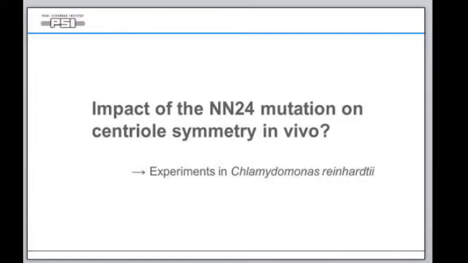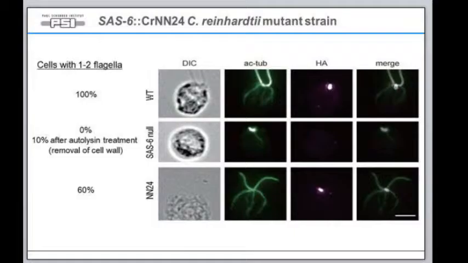Now, what is the impact of this NN24 mutation on central symmetry in vivo? And for this, we performed experiments in Chlamydomonas. First, that's the wild-type situation here. So 100% of the cells display one or two flagella, shown here. If you knock out SAS-6, you don't get any cilia formation because you don't get centriole duplication.